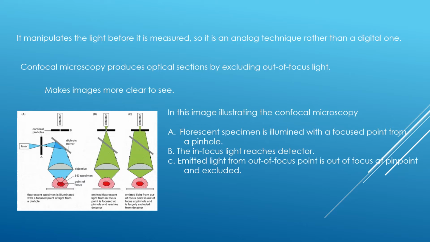In the A illustration, the fluorescent specimen is illuminated with the focus point from a pinhole. On the B image, the in-focus light reaches the detector at the top. And on the C image, the emitted light from the out-of-focus point is out of focus at the pinpoint and it's excluded. So you're focusing on the image.